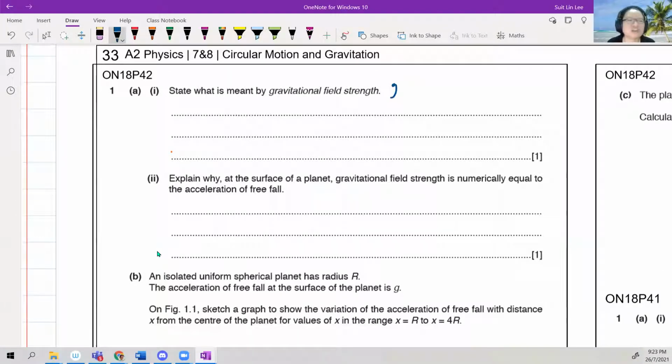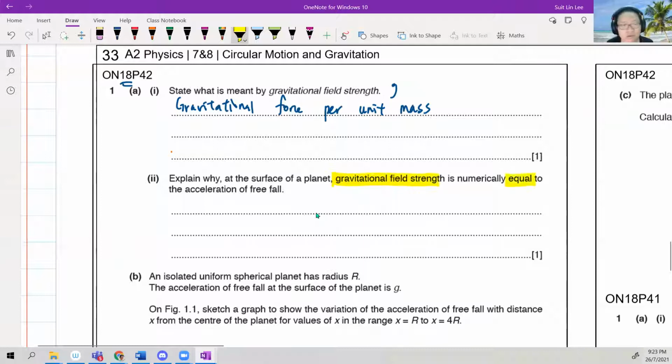G. Gravitational force per unit mass. Ten years later, remember we were doing questions from 2008. This is 2018. Gravitational force per unit mass. Okay, 1 mark, move on. Explain why at the surface, the gravitational field strength is equal to the acceleration of free fall. So basically, g is equal to 9.81, is equal to a of free fall. This kind of question is 1 mark.